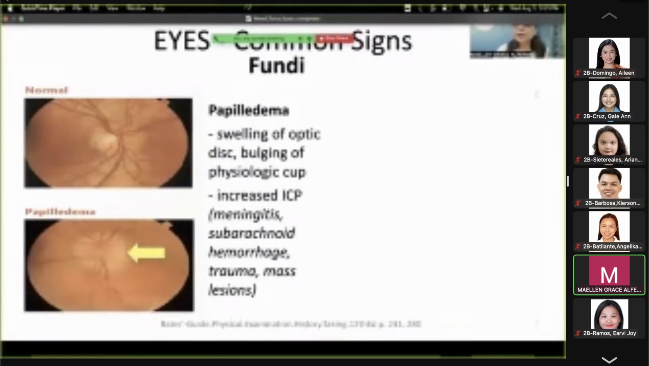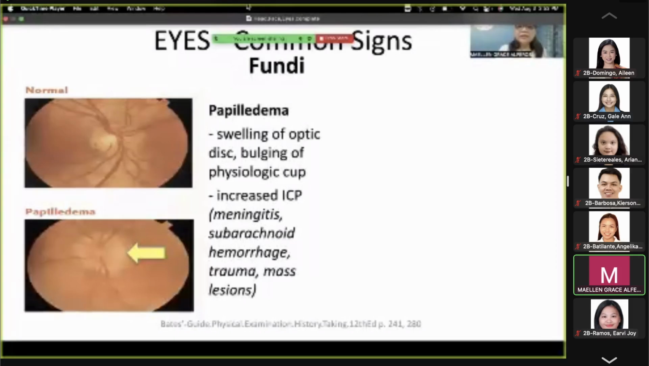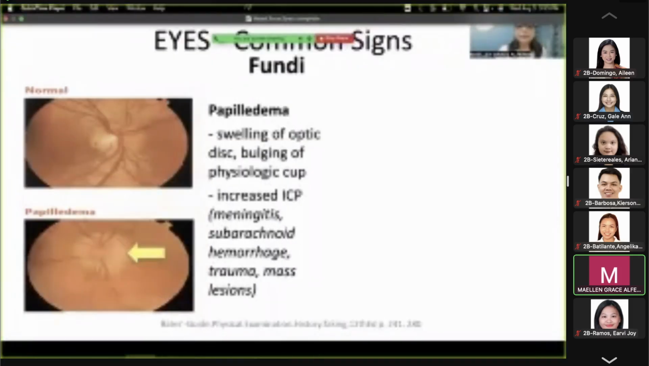Okay, we go to the fundoscopic examination, which is the last part of the examination. Now, when you look at the normal fundus, it will not be like this, no, in the first picture. This one is recreated by a camera.